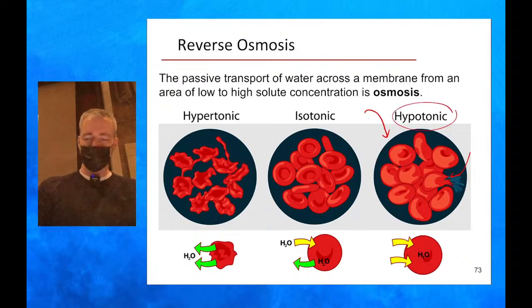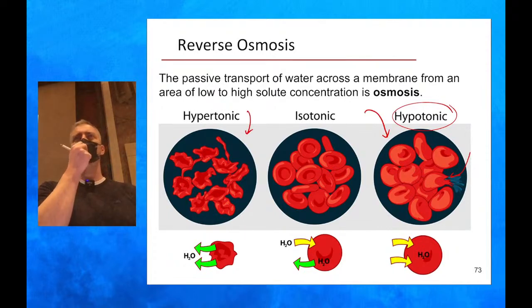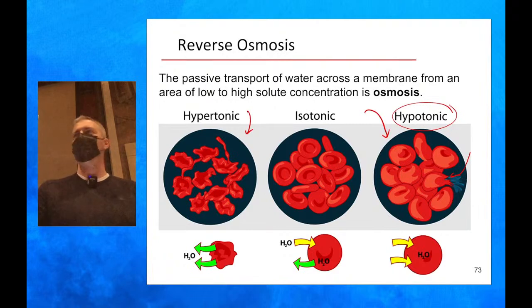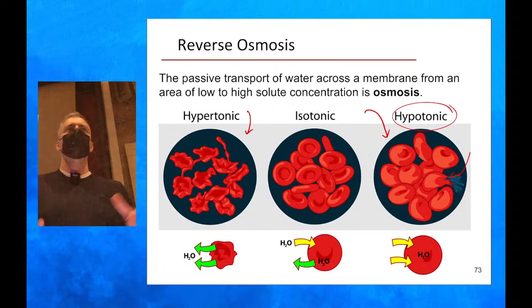We call that kind of solution a hypotonic solution, just meaning that the solution itself has less dissolved material than inside the cell. Hypertonic would be the opposite. If it was a very, very highly concentrated solution of water and something else, like salt, it will take the water from inside the cell. The water will want to come out, and the cells shrivel and dry up. That's called a hypertonic solution.